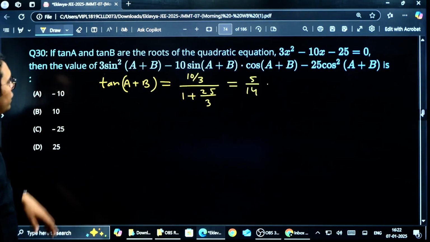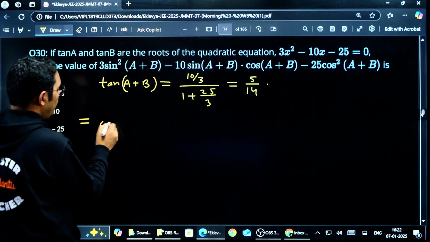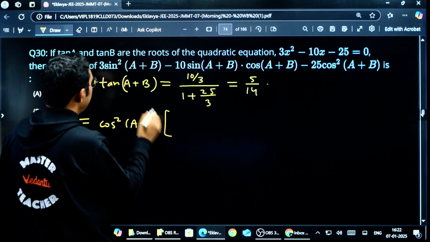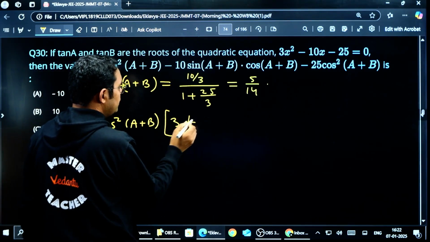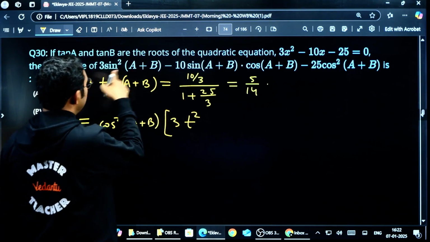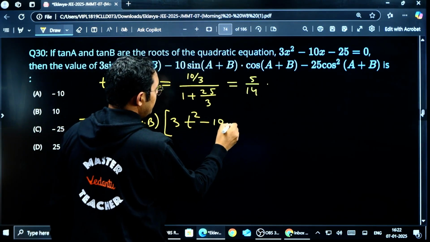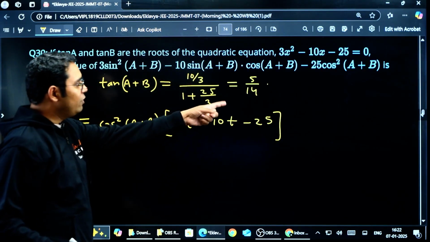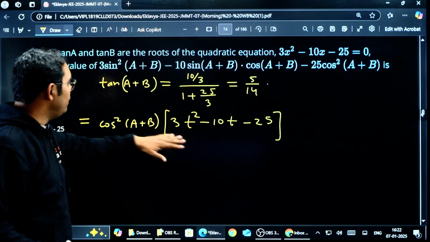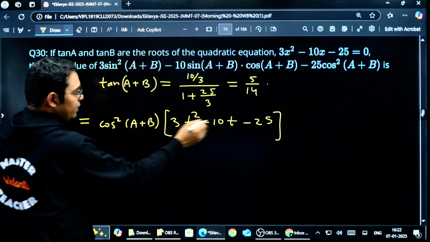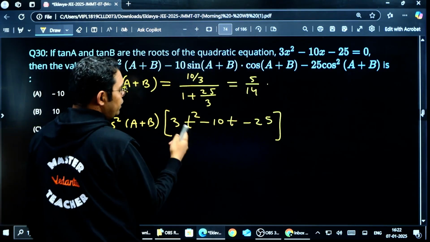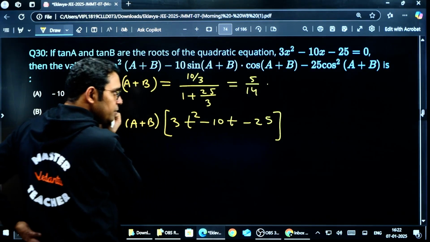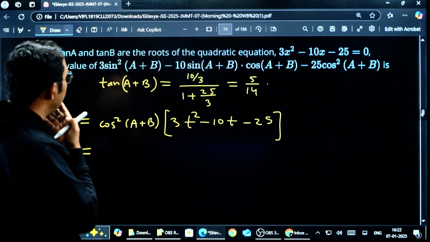Now for this expression, I will take cos²(A+B) common, and then it will become 3t², writing t as shortcut for tan(A+B), that is 3t² minus 10t minus 25, where the value of t is 5/14. We can put the value and we'll get the answer. In fact, this is factorizable. 25 into 3 is minus 75.